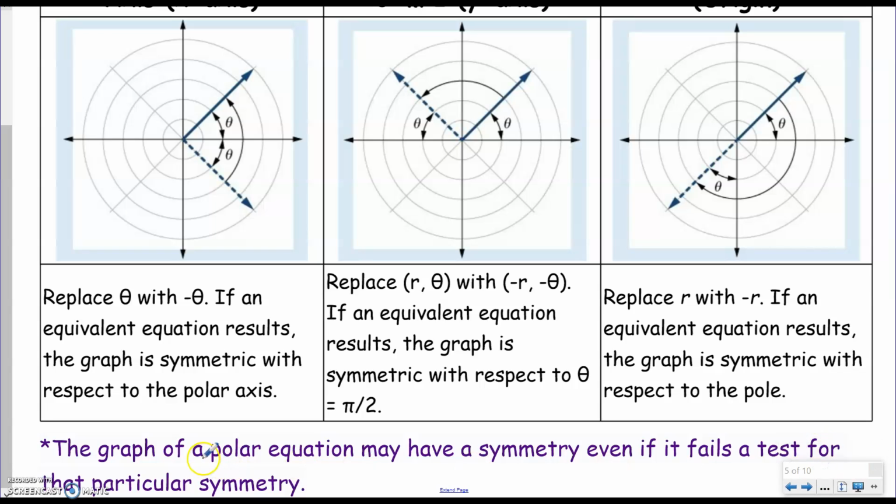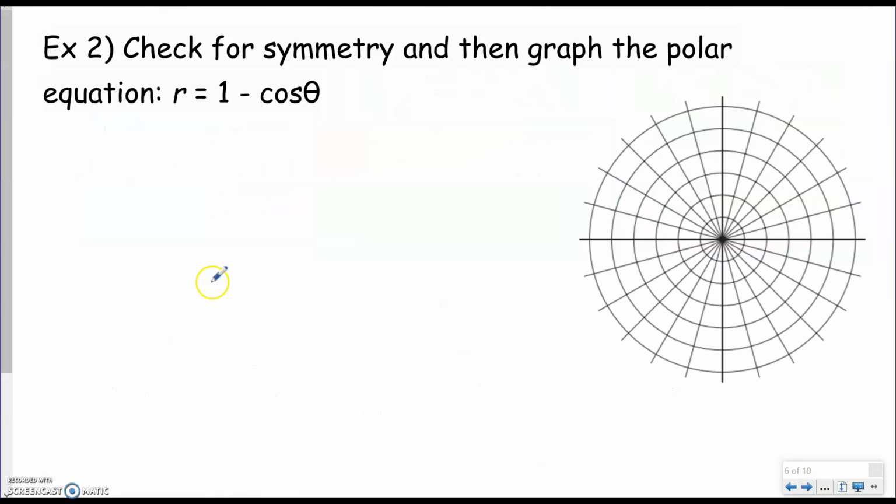One thing you do need to know is when you test for symmetry, it might fail the test, but it might still be symmetric. So keep that in mind. I'm actually going to do one more problem in this video, and then I'm going to show you some calculator stuff, and then I'm going to go do the next video for the last two examples. So when we're doing this, we're going to test for symmetry.